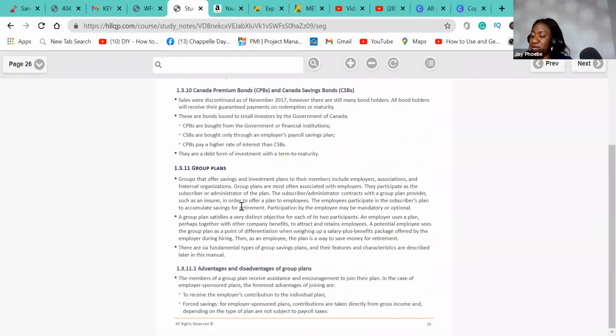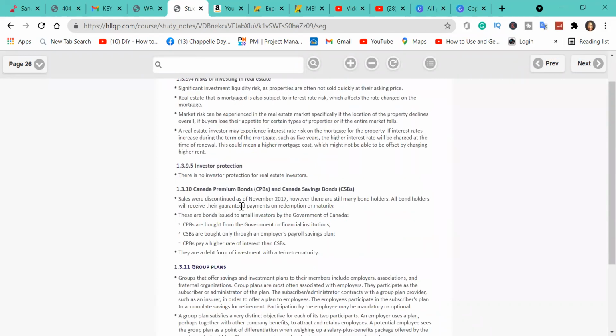We're moving on now to group plan. You see, all these are investments that we can do on our own as individuals. Okay, make sense? And what are these investments? We've looked at segregated funds, annuities, stocks, bonds, savings account, GIC, mutual funds, exchange traded funds, and real estate. All these are individual investment options.